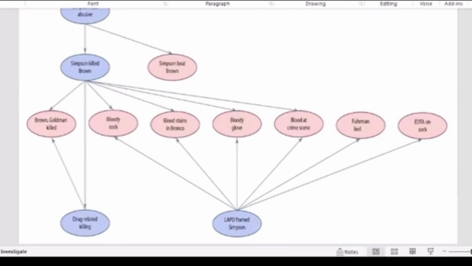Okay, the glove found at the scene, they asked Simpson to wear it in the court of law, and that glove didn't fit. That was one of the reasons why they had to discharge him and acquit him, and they believe it was the LAPD, Los Angeles Police Department, that framed all those evidences. They also found that Brown and Goldman had drug-related issues, that maybe they were killed due to that.